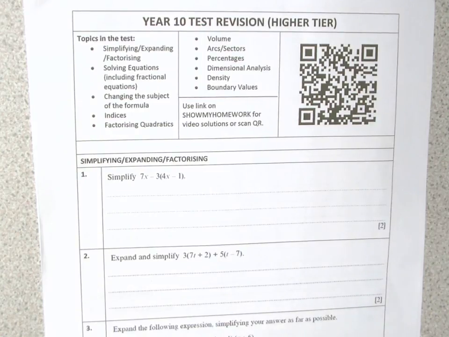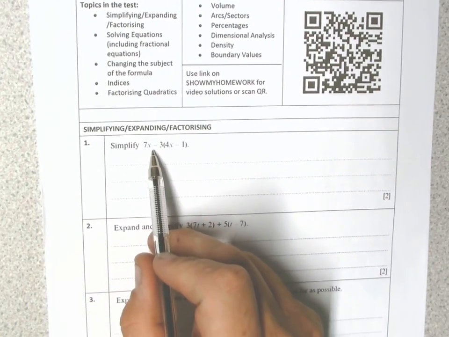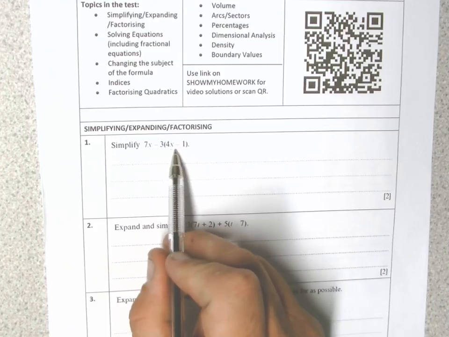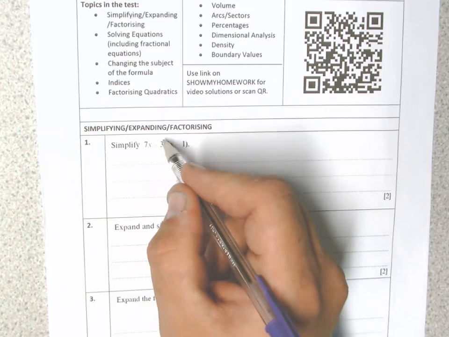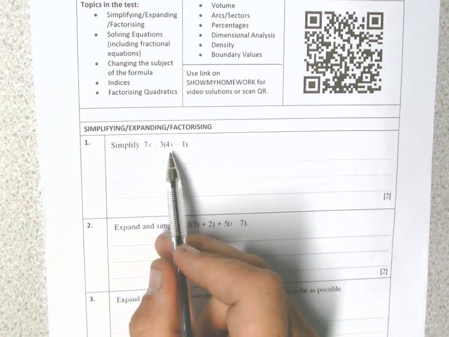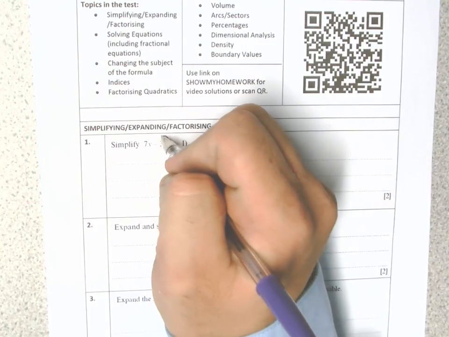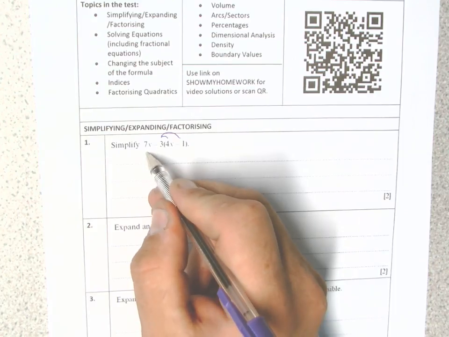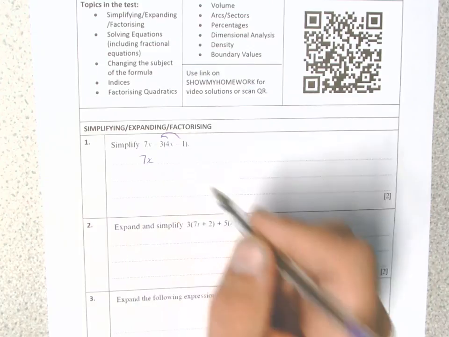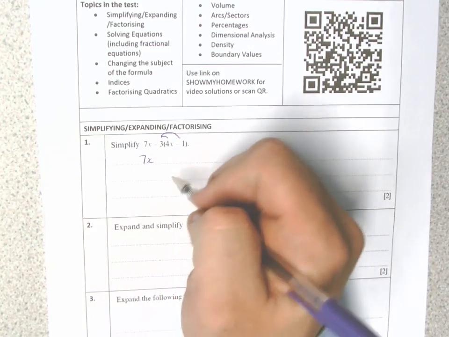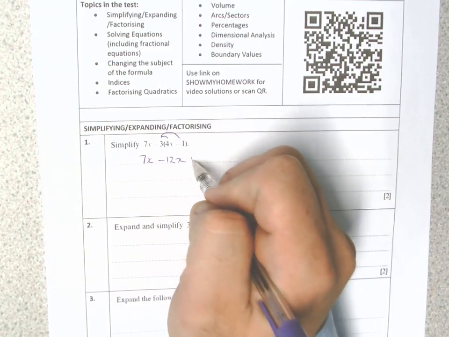Okay, so question 1. If we look at what we've got here, simplify 7x minus 3 bracket 4x minus 1. First of all, you need to expand this bracket. So we're going to multiply through by minus 3. You start off with 7x, minus 3 times 4x is minus 12x, and then you've got minus 3 times minus 1 is plus 3.